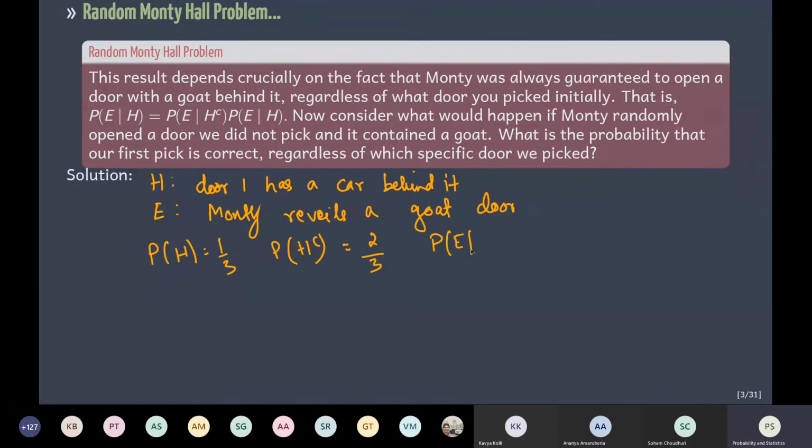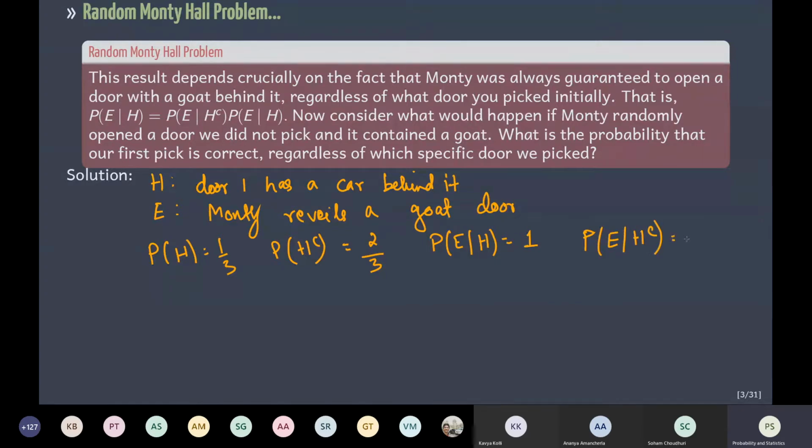The probability of E given H means the probability that Monty reveals a goat door, given that door 1 has a car behind it. This is certain, it's 1. Because there are 2 goat doors left, for sure it is going to be a goat door with probability 1. And then the probability of E given H complement.